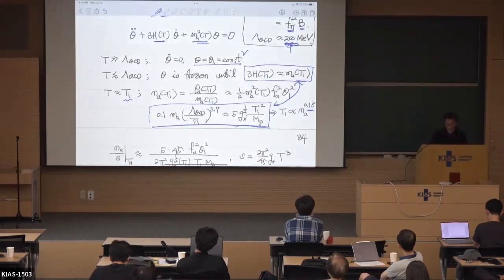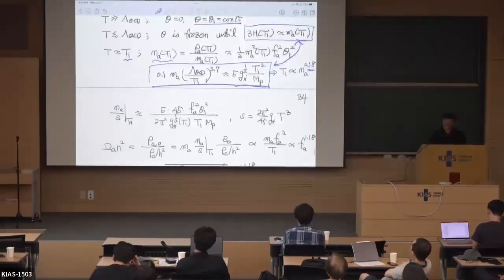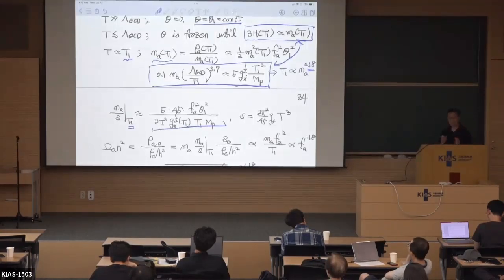At this temperature, we can calculate the number density of this axion field, which must be the energy density divided by the mass at that temperature, which is nothing but this one. And then you get the so-called Y number, the number density divided by the entropy density at that temperature. So this is the conserved quantity, right?